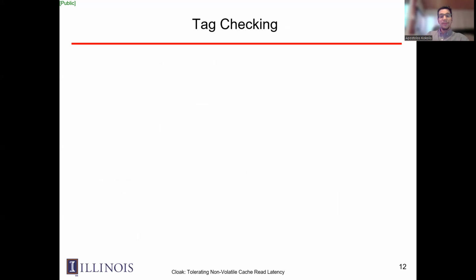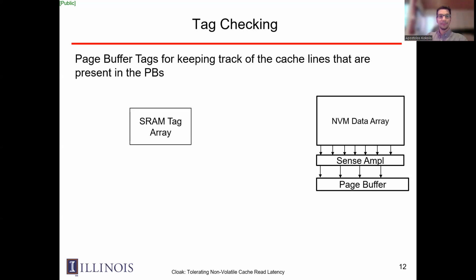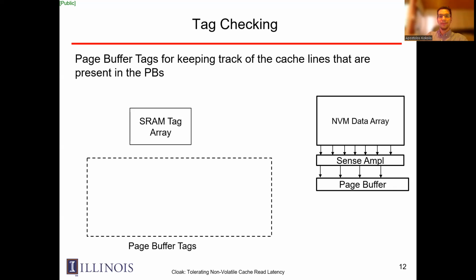So tag checking is the next operation that happens when we want to service a request from the LLC. We know that the LLC has its own SRAM tag array in the NVM data array. And also to keep track of the pages and cache lines that are present in the page buffers, Cloak employs an array that we call the page buffer tags.